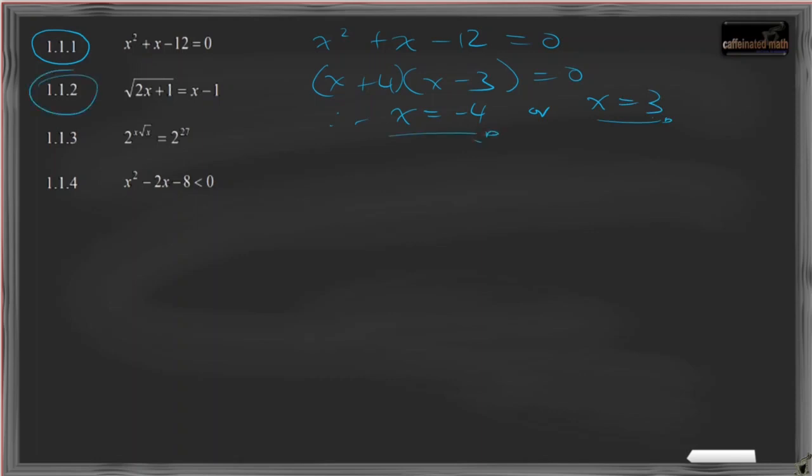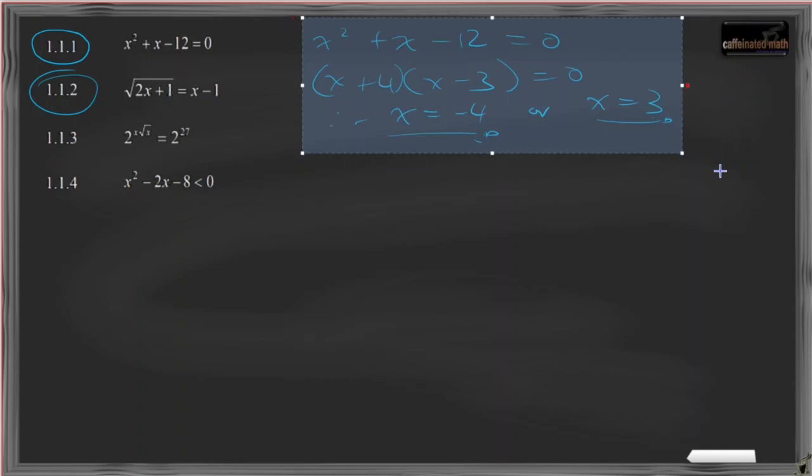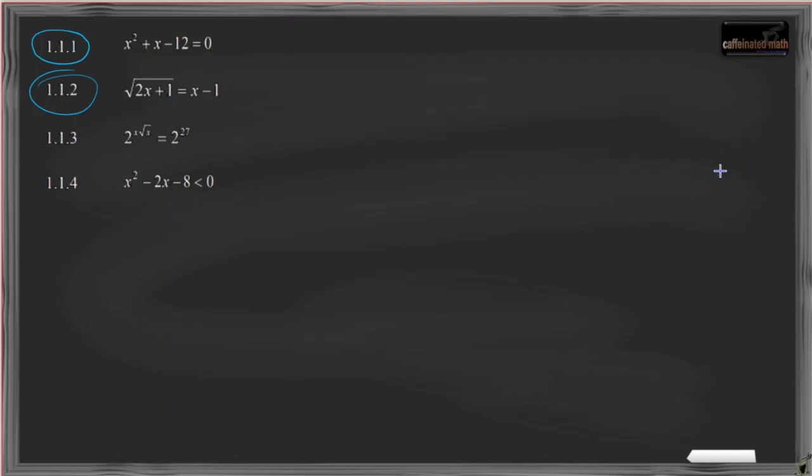Okay, 1.1.2 means we need some cleaning up. Now that's done. Let's just have here square root of 2x plus 1 being equal to x minus 1. Well, that's already in a very nice state as is, so we can just square both sides because it's ready for that.